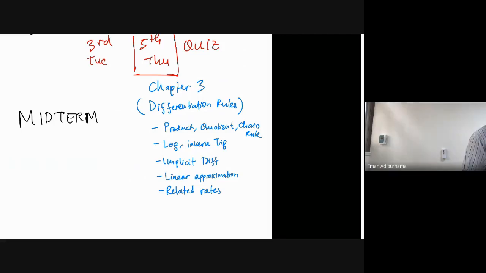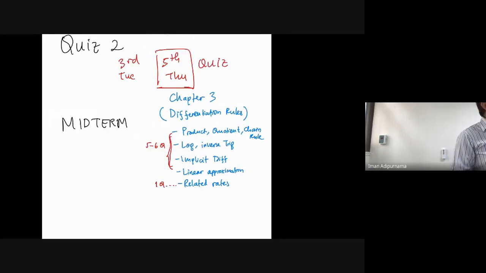The questions may be around 5 to 6 questions. At least the related rates will be one question. The others will be either combinations or separate questions regarding this whole topic. Okay, that's the quiz.